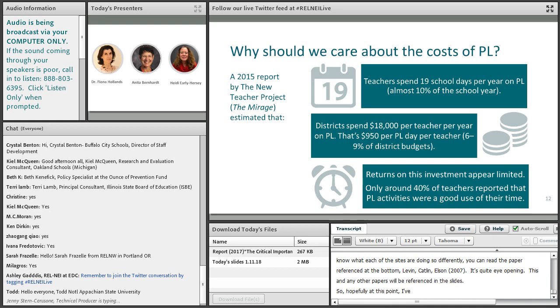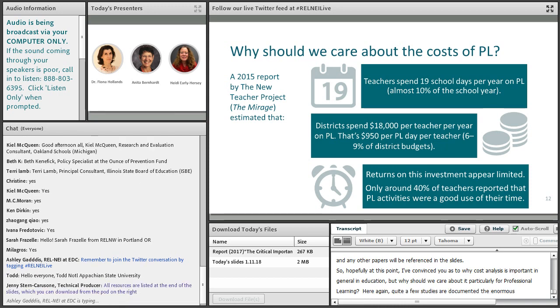So hopefully at this point I've convinced you as to why cost analysis is important in general in education, but why should we care about it particularly for professional learning? Here again, quite a few studies have documented the enormous amount of money and time spent on professional learning and professional development across the country. You may be familiar with the New Teacher Project Mirage report that came out in 2015, which showed that teachers spend an average of 19 school days per year on professional learning. That's 10% of their time.